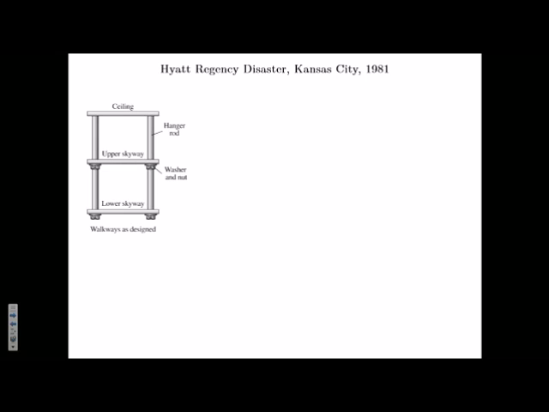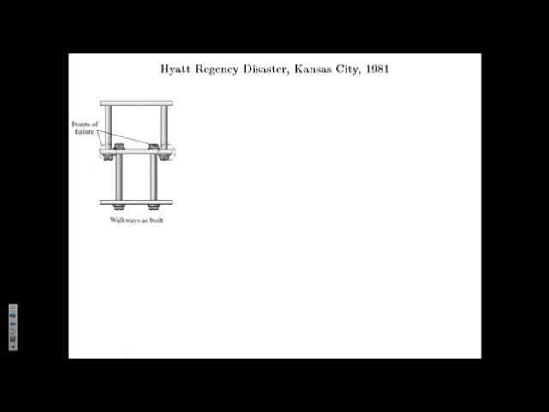So this is our walkway as designed, right? So what we'll do is we'll draw the free body diagram of everything in here. And we'll see what sort of forces we have, right? And then we'll do the same with the walkway as it was built and compare the forces and see if we can tell what went wrong, right? So let's start with the lower skyway.